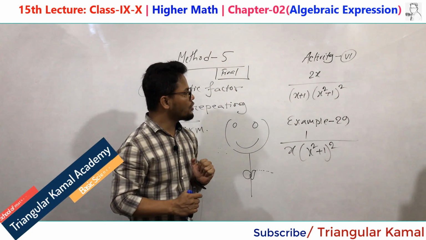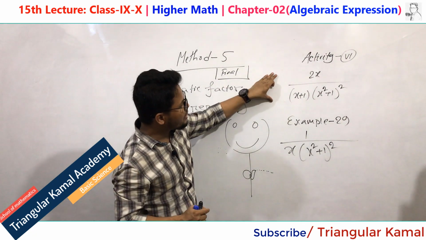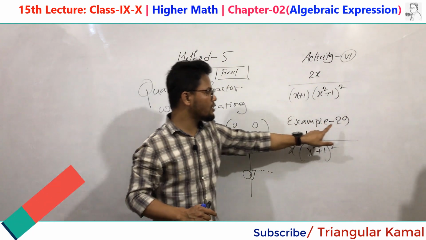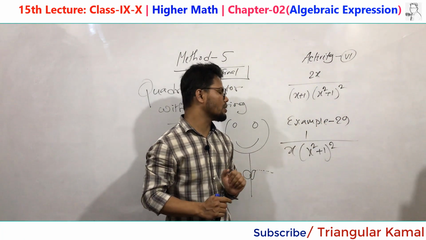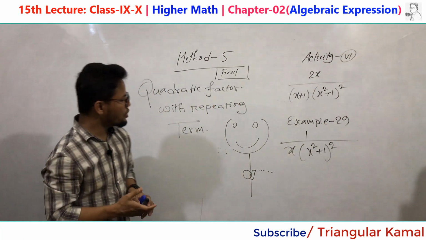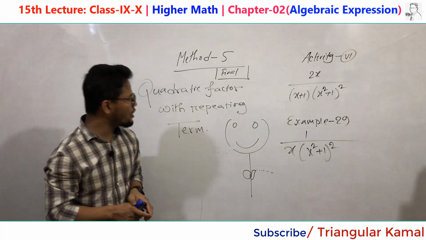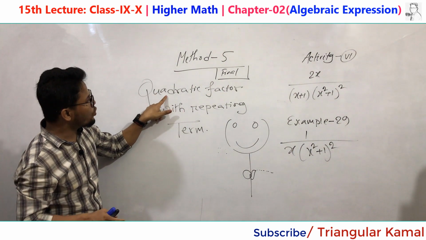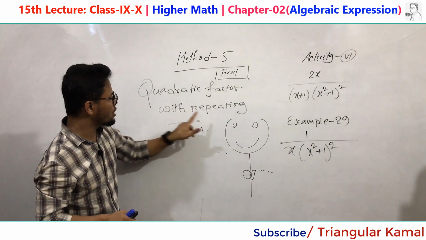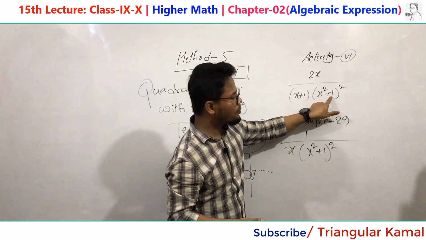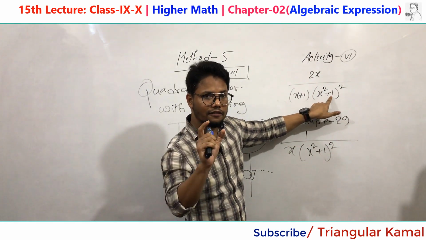So today we will discuss two maths, math number 6 from our activity, and this is example number 29. So let's start. When can we identify the fraction is method number 4 or 5? First, give attention to the quadratic factors with repeating term. What we see here, x square plus 1 is the quadratic factor.